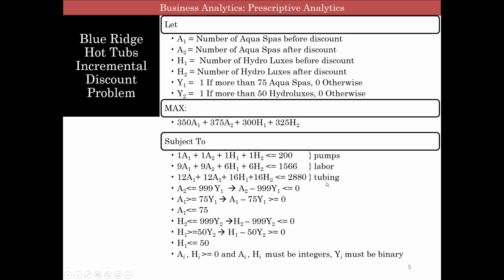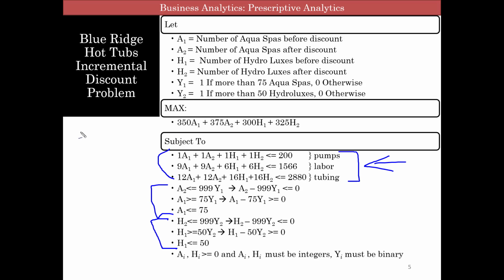So when you look at the constraints, the first three constraints are pretty straightforward, right? You basically have pumps, labor, and tubing. Instead of A and H, now you have A1, A2, H1, H2. And I'm not going to go over this. All of you should be comfortable with this. But what I am going to go over are these three constraints for A1, A2, and H1, H2. So let's look at these constraints.